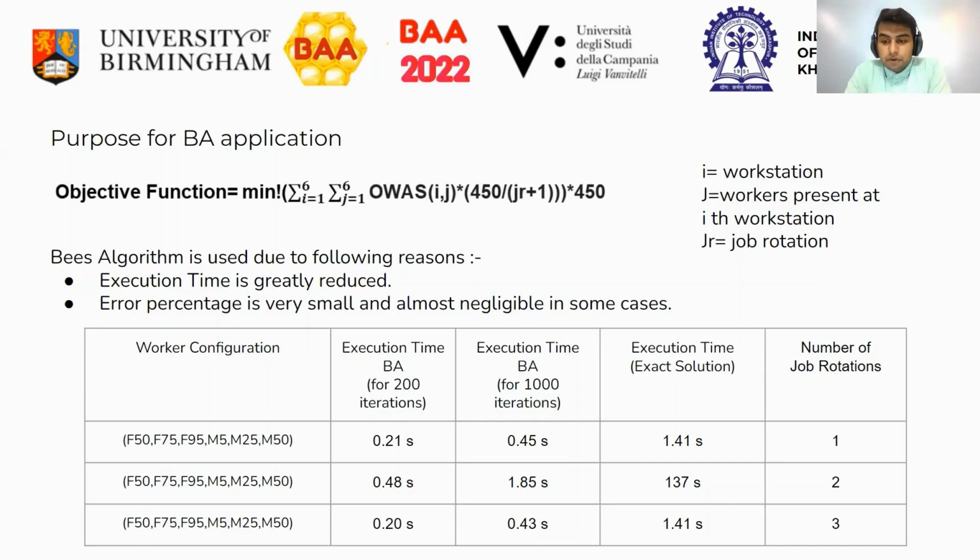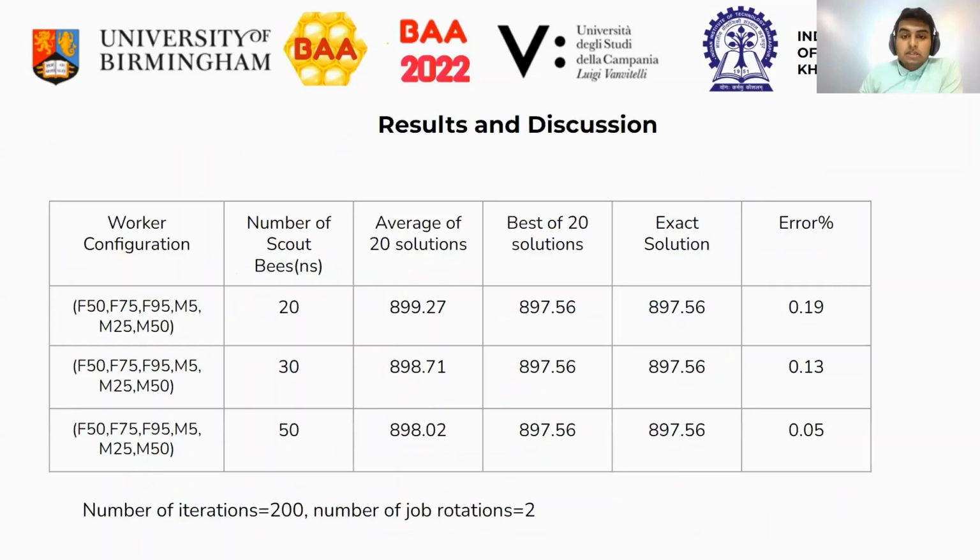We can show that for 2 job rotations, the Bees algorithm takes 0.48 seconds for 200 iterations, whereas the exact solution takes 137 seconds. For our problem statement, we were able to generate the exact solution also, but when we increase the number of workstations from 6, this will not be possible. So this algorithm becomes important, and it also generates the result in quite less time.